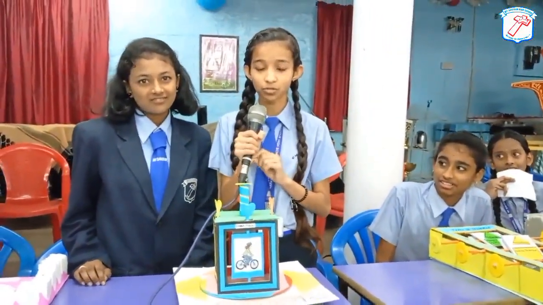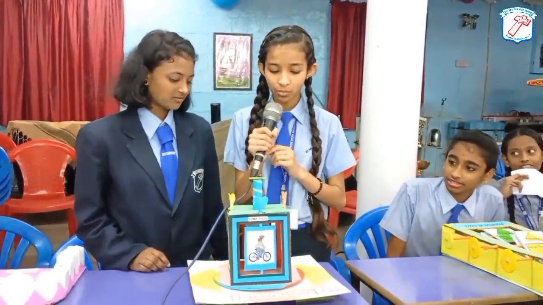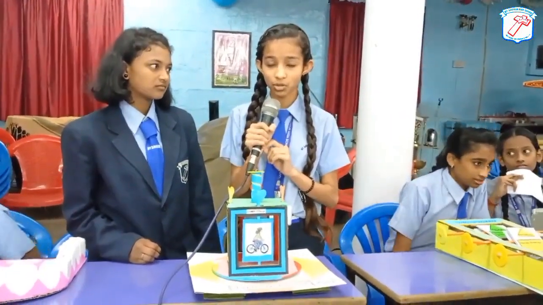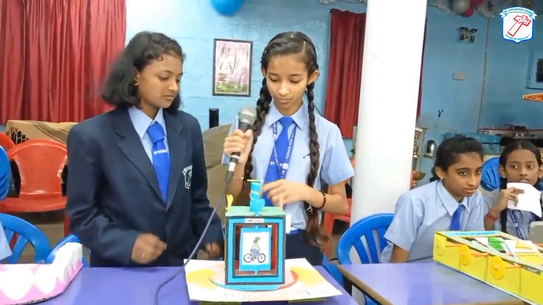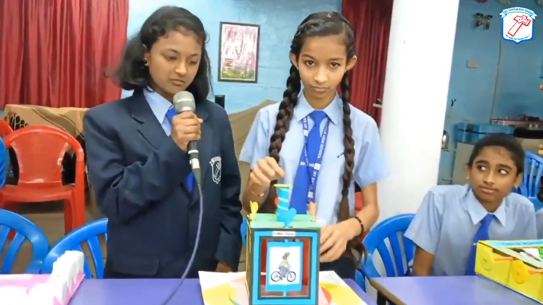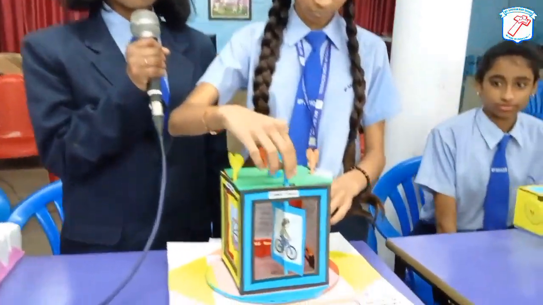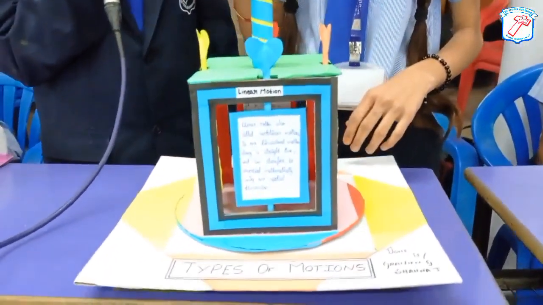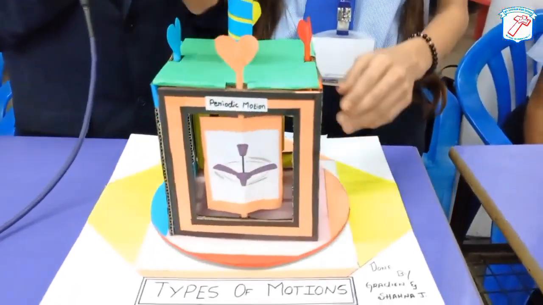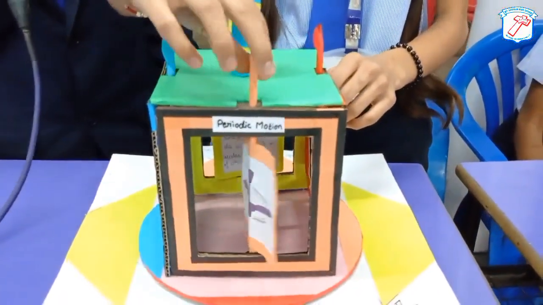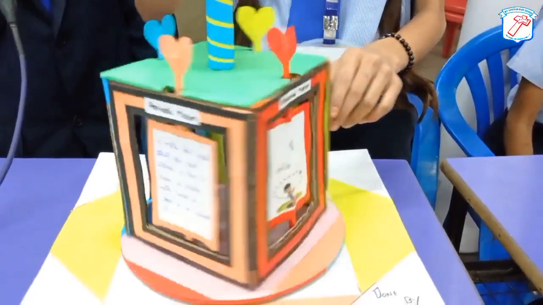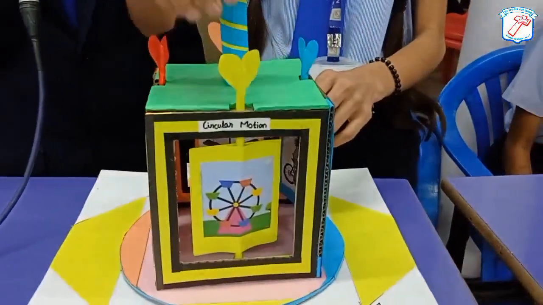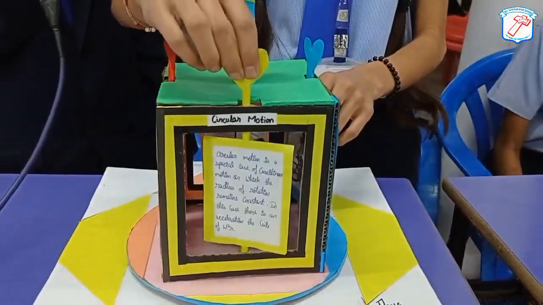Motion is classified into 4 types as follows: linear motion, periodic motion, rotational motion and circular motion. Here are some examples. Linear motion, rolling of a bicycle on the ground. Periodic motion, rotating of a fan. Rotational motion, rolling of motion by satellites around planets. Circular motion, motion of giant whales. Thank you.